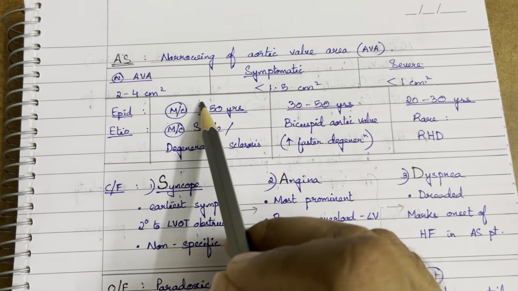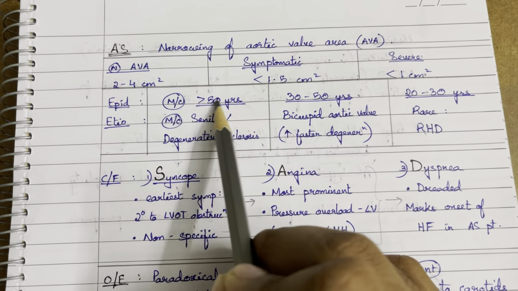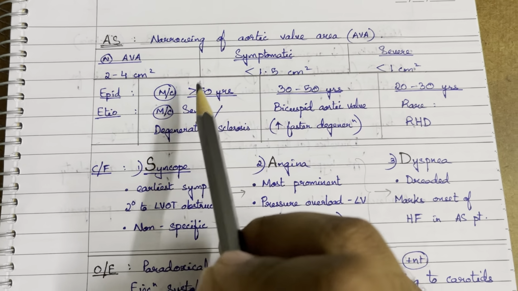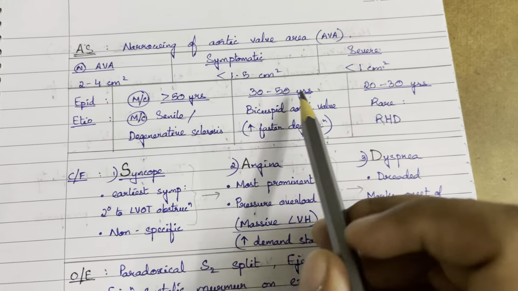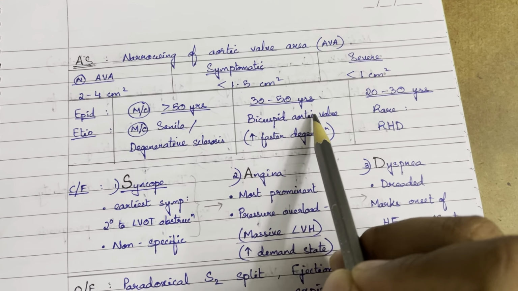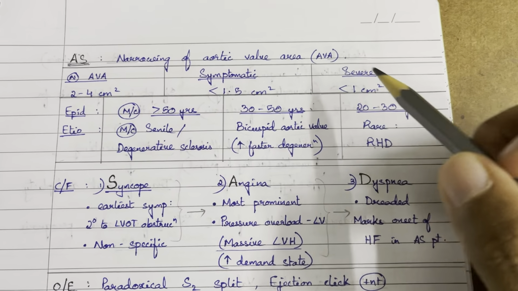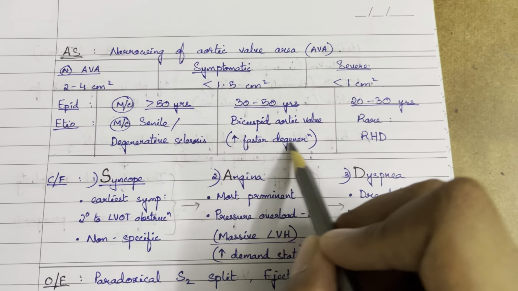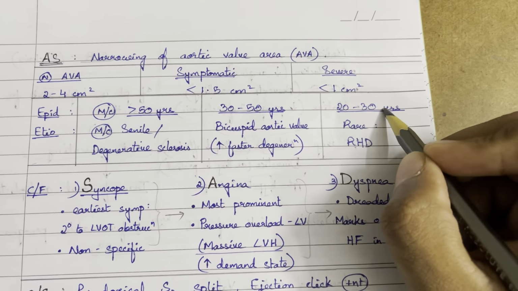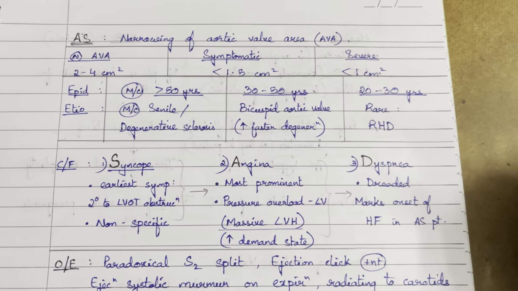Basically it is most common in elderly people because of senile or degenerative sclerosis of the aortic valve. In middle age, so 30 to 50 years, you can have a bicuspid aortic valve. It's a structural abnormality, so there is faster degeneration. Then at 20 to 30 years, in young people, rheumatic etiology could be common.